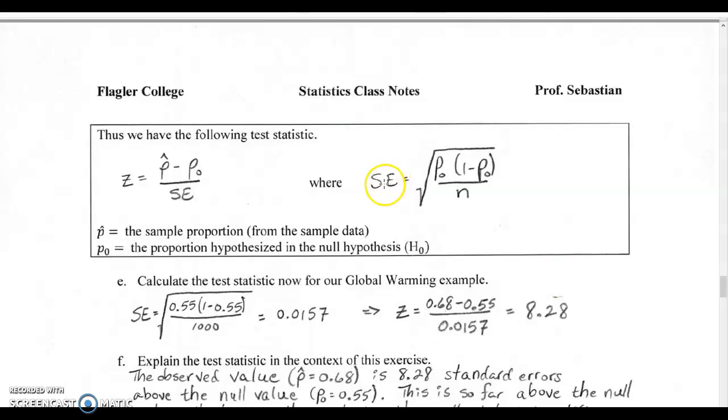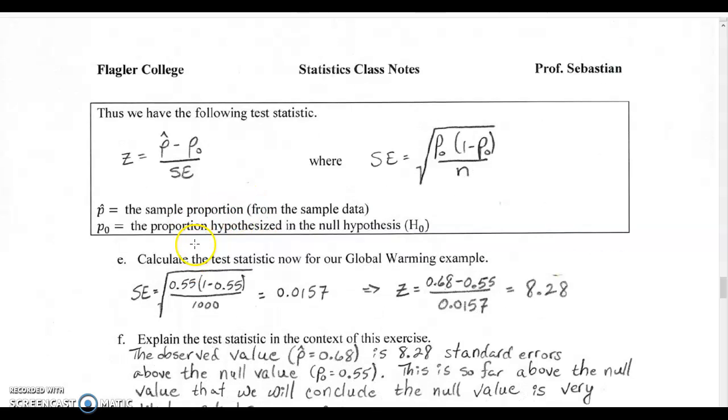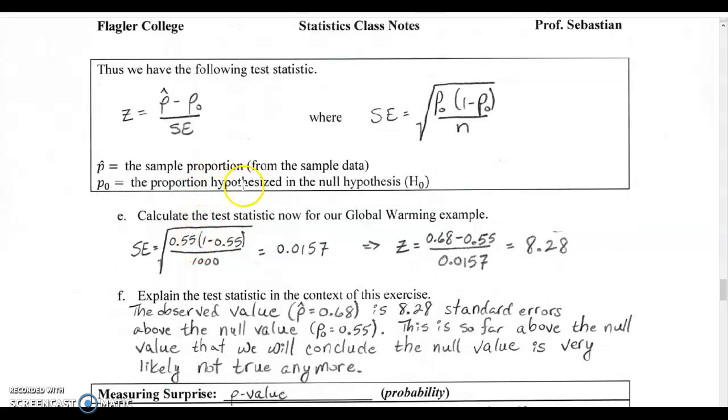But we're going to use the standard error where we use p naught, because that's what we're assuming to be true about the population. So it's the square root of p naught times 1 minus p naught, divided by n. Again, p hat is the sample proportion from the sample data, and p naught is the proportion hypothesized in the null hypothesis, which was p equals p naught.